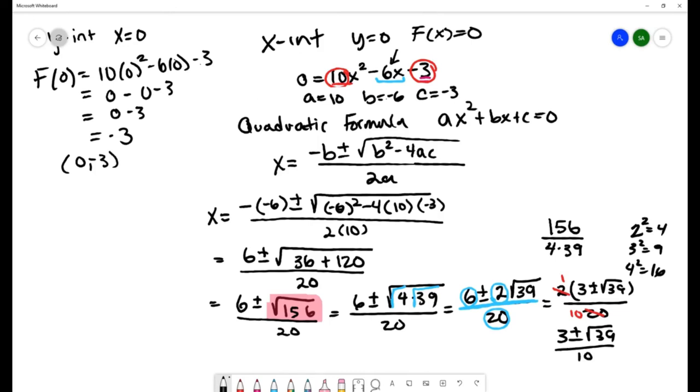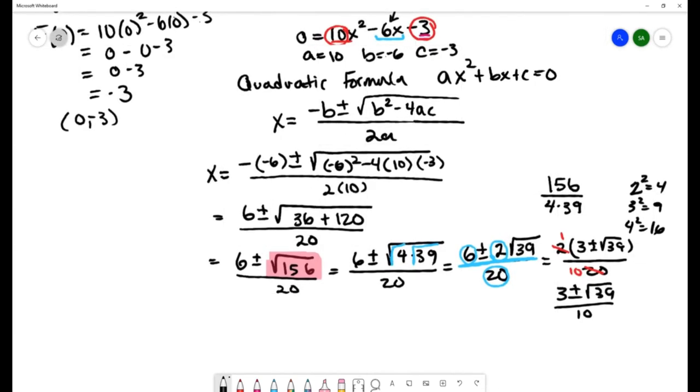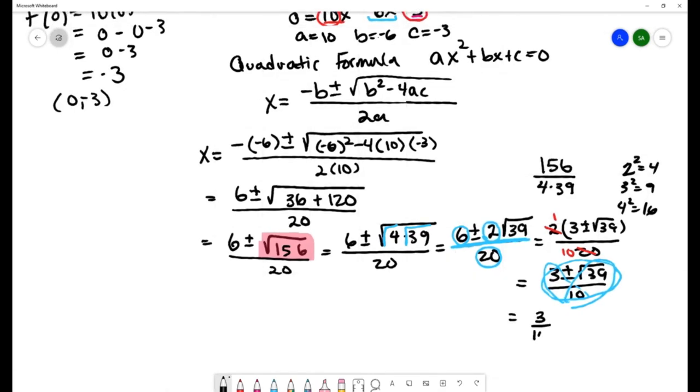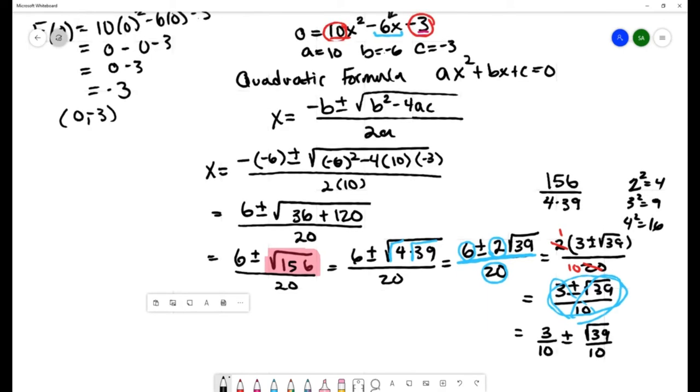So this is an acceptable answer, but I've also seen it displayed in a different way. So I'm going to show you one more thing that you can do here. If you choose to, you can separate, this is now one big fraction. You could separate it into 2 smaller fractions. If you separate it into 2 smaller fractions, you would get 3 over 10 plus or minus square root of 39 over 10. And this is also an acceptable way to write those x-intercepts.